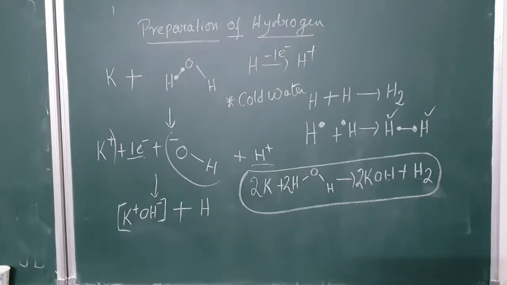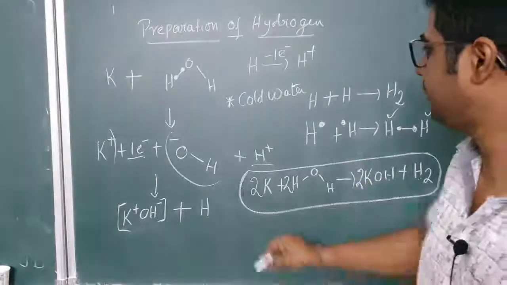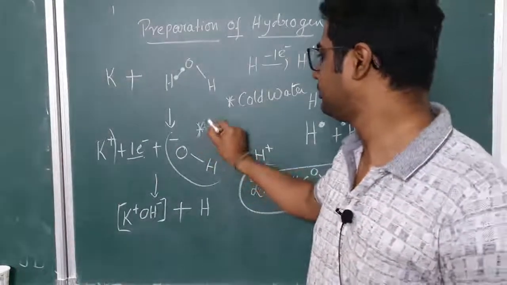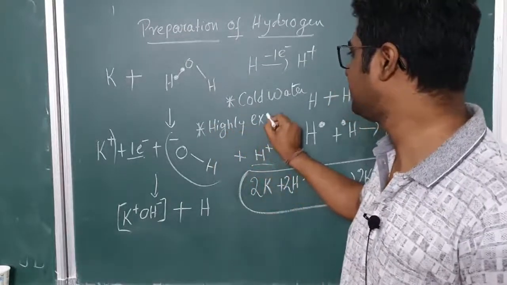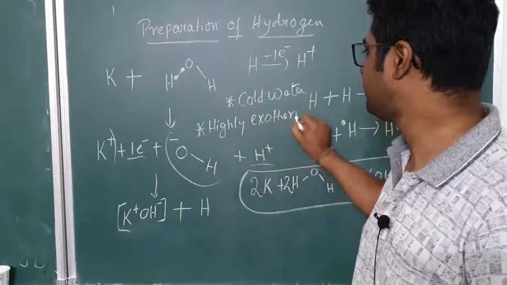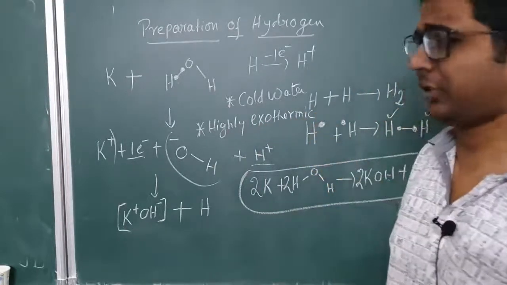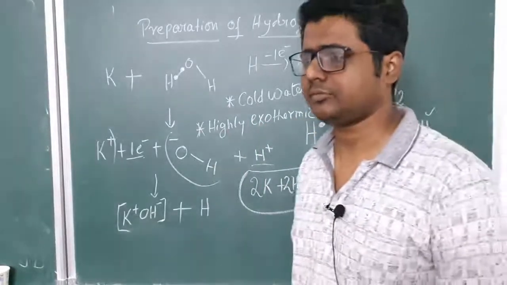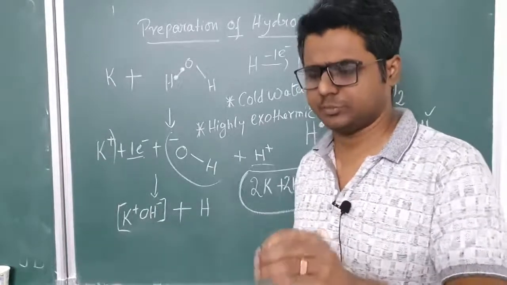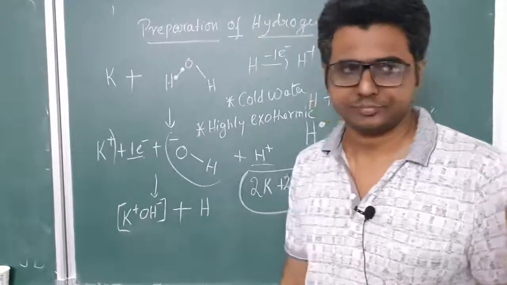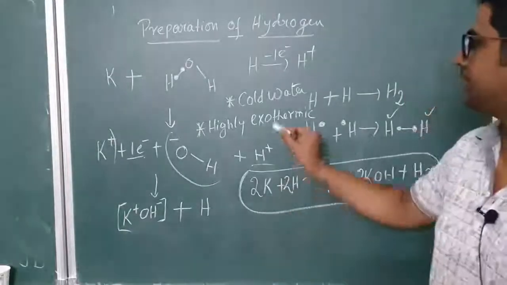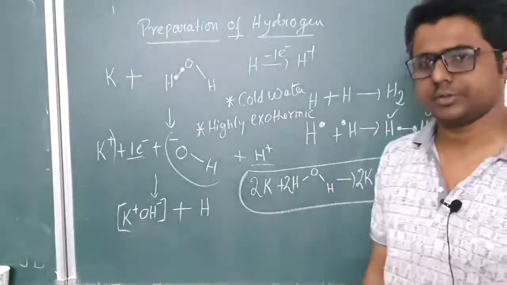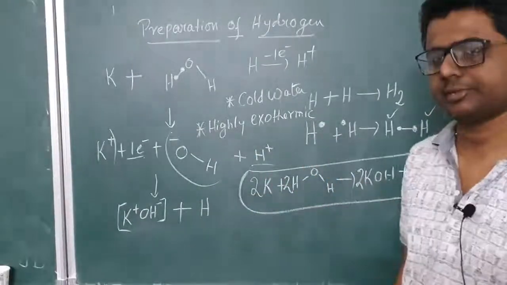Next, there are certain other points you please write. This reaction is highly exothermic. Lot of heat is evolved. See, potassium is a very active metal. It reacts very fast with water. You just put potassium, it will burn in water. I will show everything. First thing is it will react with cold water. Second is it is highly exothermic.